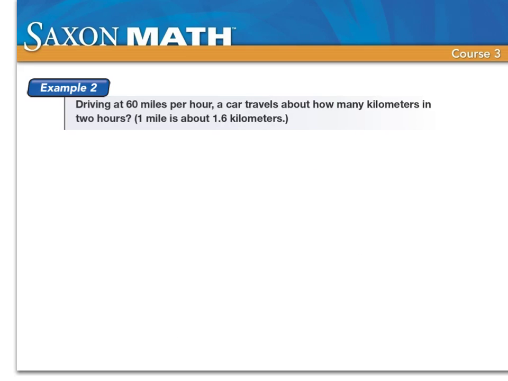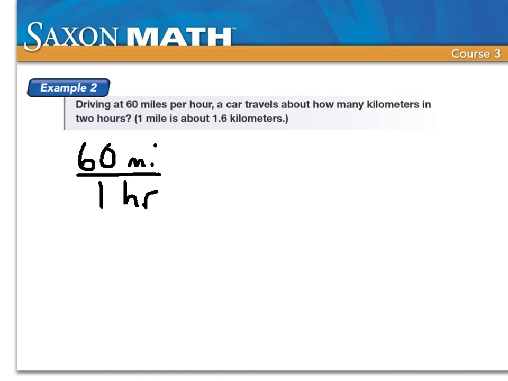This says, driving at 60 miles per hour, a car travels how many kilometers in 2 hours? And it says, we know that 1 mile is about 1.6 kilometers. So first thing I'm going to do is take the information that I know right here. Our first rate is 60 miles per 1 hour. And we're trying to figure out how many kilometers in 2 hours.